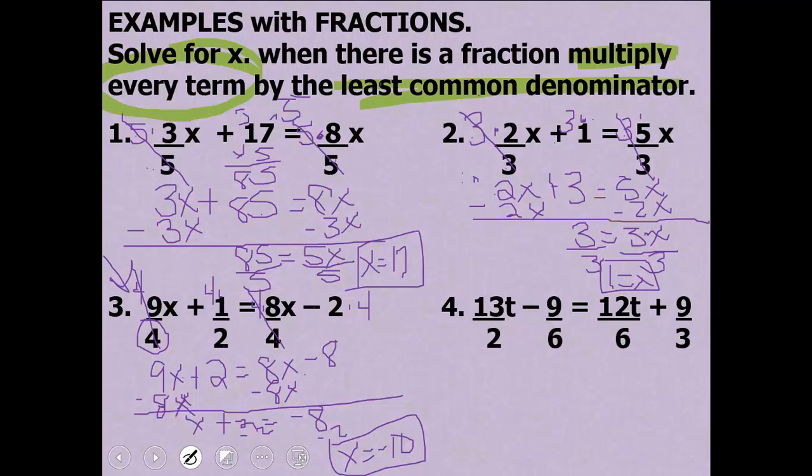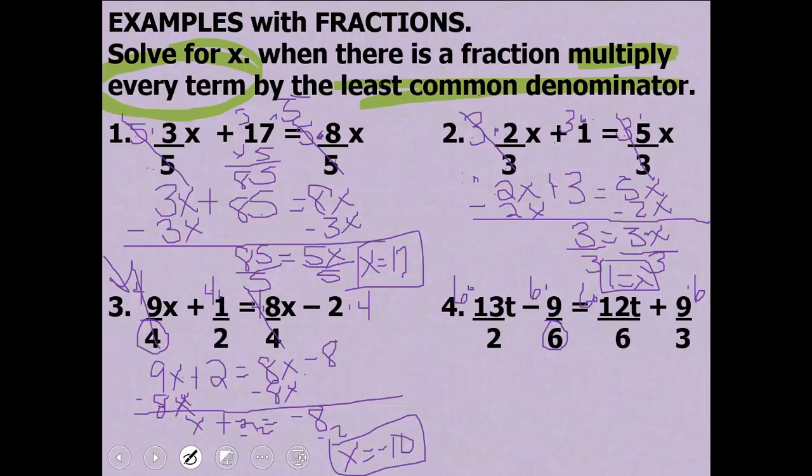Number 4, I have to find a common denominator. Does 2 go evenly into 6? You betcha. Does 3 go evenly into 6? You betcha. So that means 6 has to be my common denominator. So I'm going to multiply each side by 6. Not only each side, but I'm going to multiply each term.